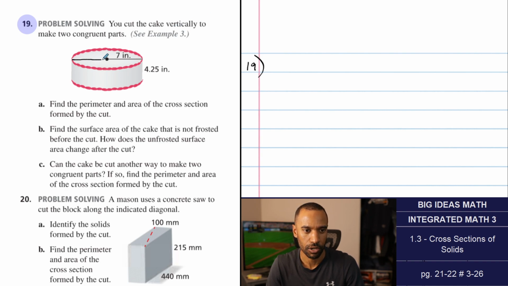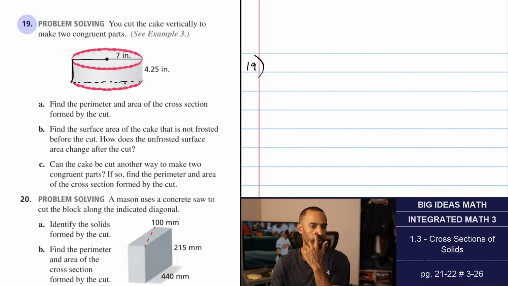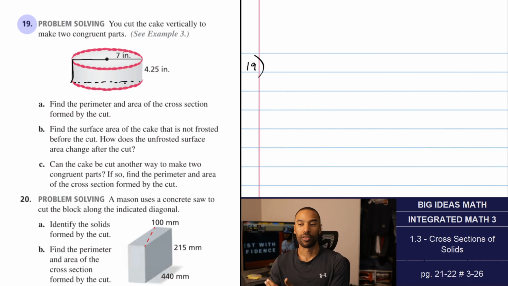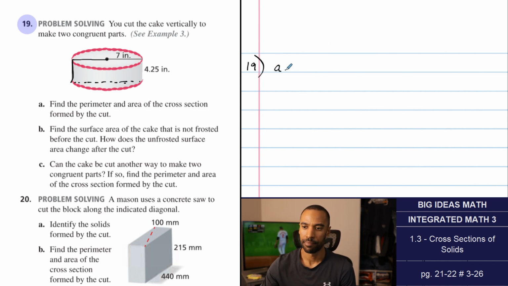So I imagine they're saying you're cutting it like that, right, in half. Boom, boom, boom. Okay, so there's the cross-section of the two semi-cylinders now we have for the cake. It says find the perimeter and area of the cross-section. Well, that is a radius there. So for part A, perimeter is going to be, first of all, let's double the 7 to get 14 to get the diameter. But we're going to double that once again because if this is 14 on top, that's 14 on bottom. So we have two 14s.